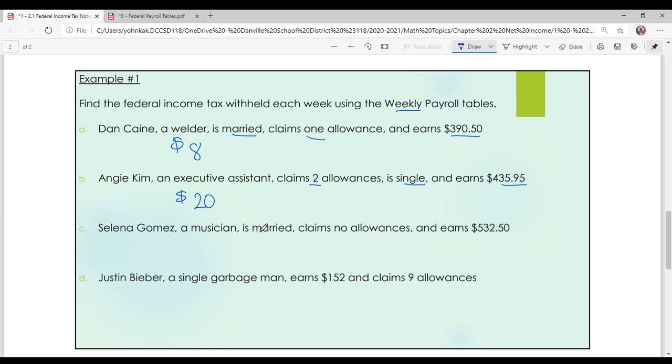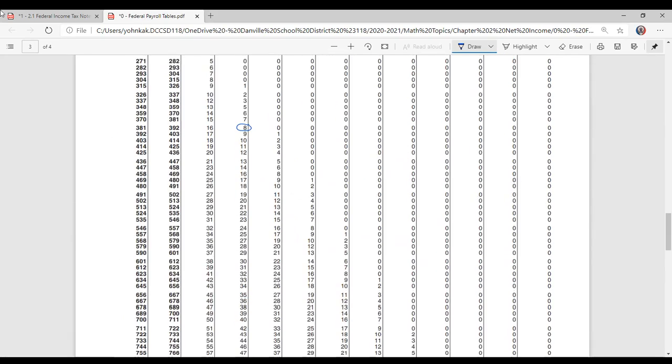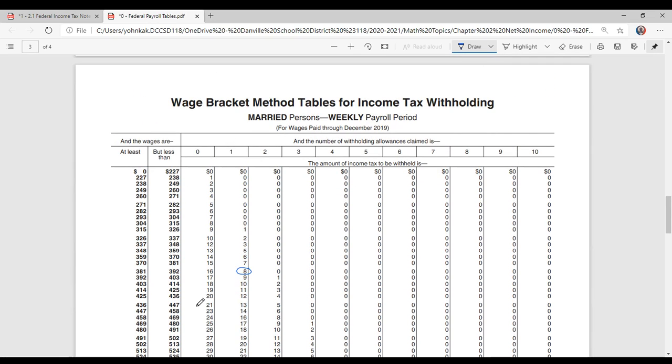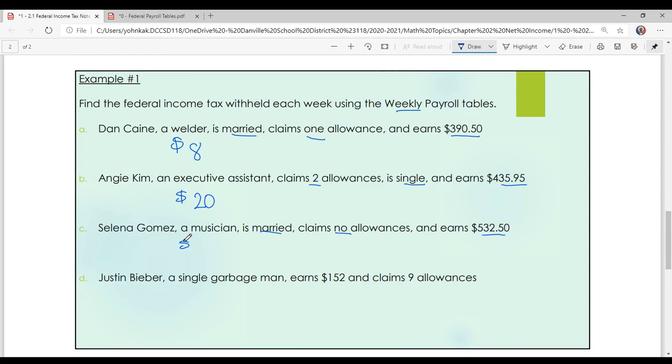Selena Gomez, a musician, is married, claims no allowances, and earns $532.50 a week. So married, 0, and 532. Married, 0, 532 is right here at $30. So $30 every week.